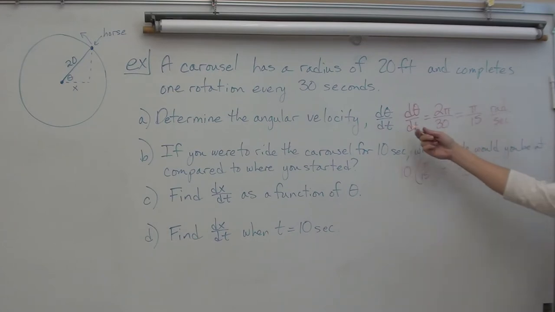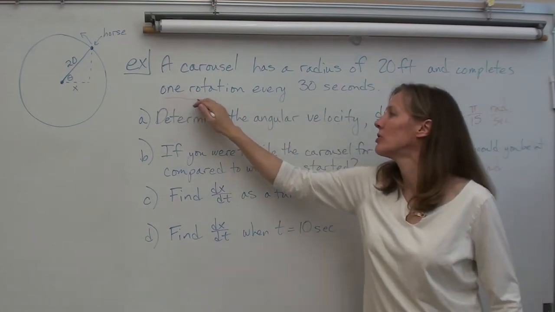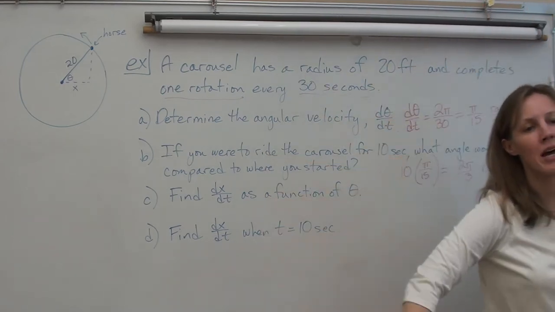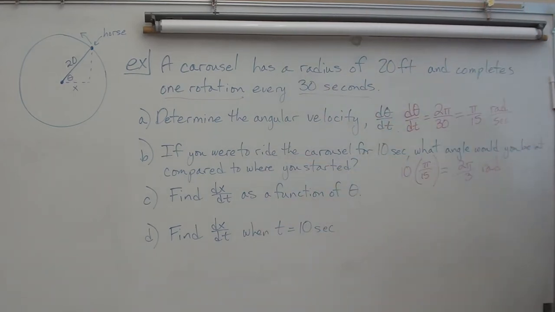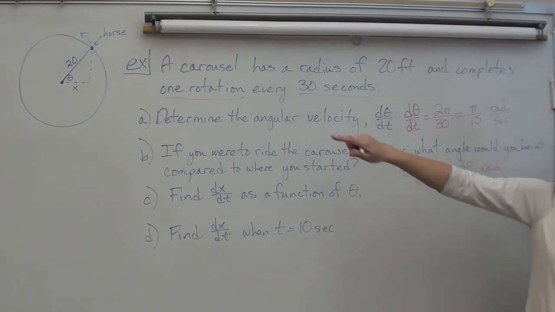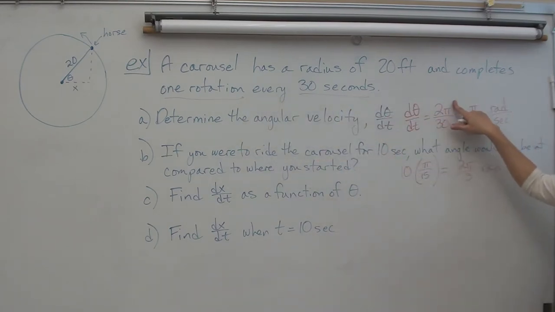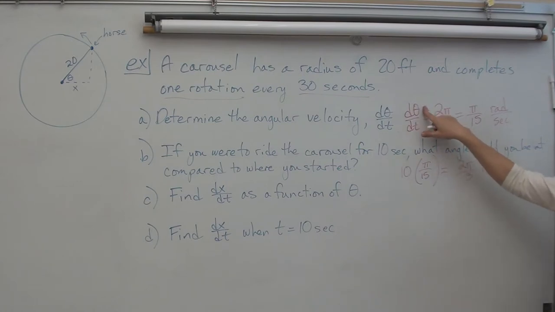Okay. Because it says it does one rotation in 30 seconds, and one rotation is one time around the circle. So you think, how many radians does it pass through? 2 pi, right? One time around the circle would be 2 pi radians. So it travels 2 pi radians every 30 seconds. So it'd be 2 pi over 30, because it's radians over seconds. So 2 pi over 30, and then we just reduce.